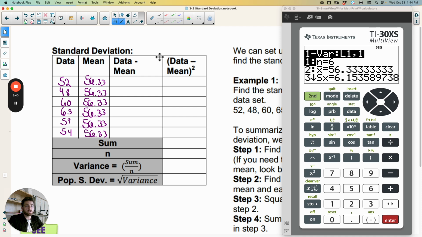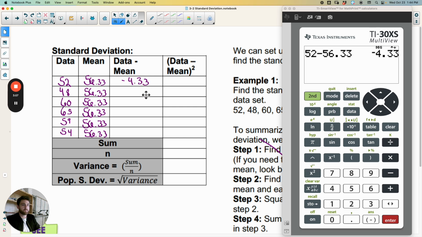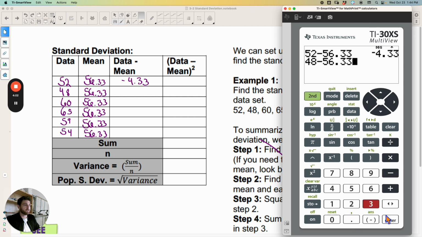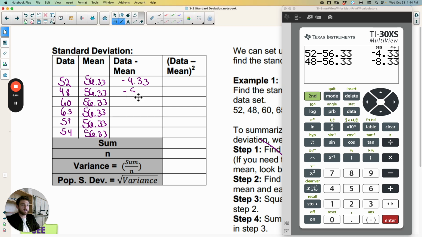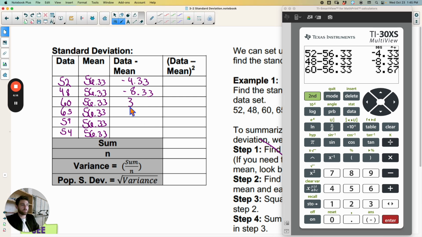Now our next column here is that we must take our data and subtract our mean. So let's do that over here. We'll do 52, our first data value here, 52 minus 56.33, and that's going to give us -4.33. And then we'll do 48 minus 56.33, and that'll give us -8.33. And then we'll do 60 minus 56.33, and that'll give us 3.67.